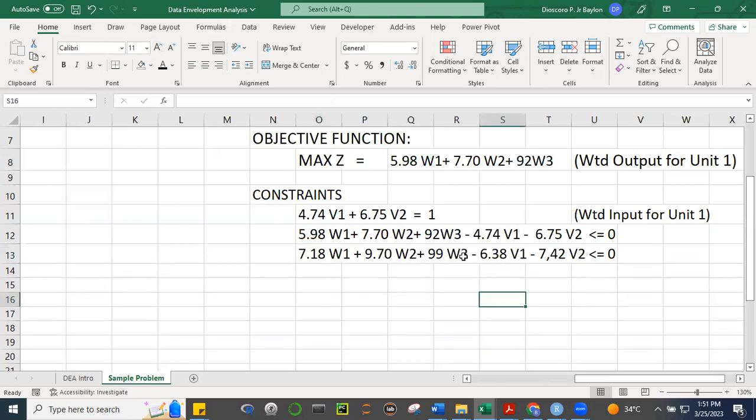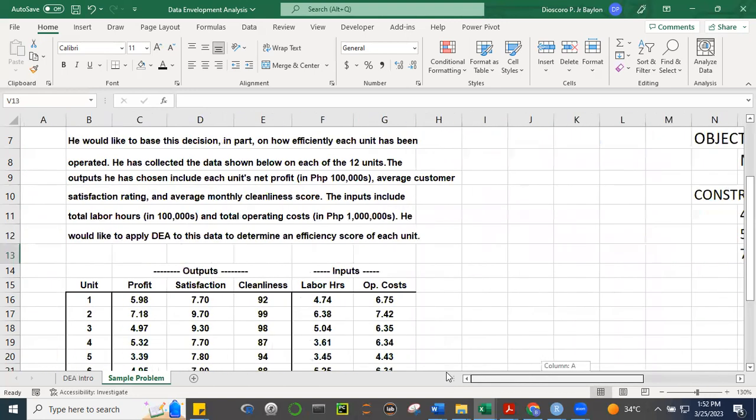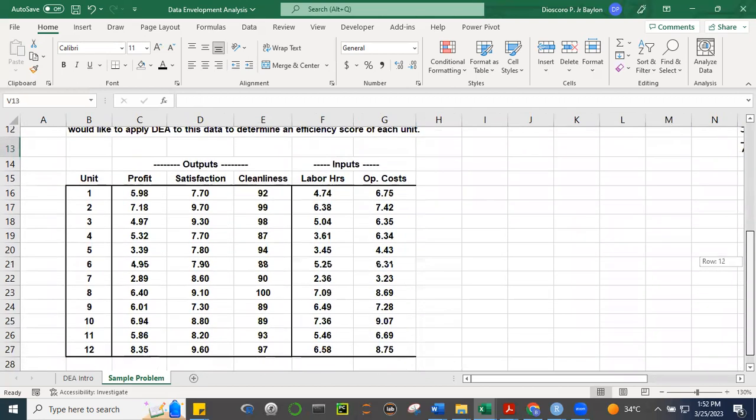All right. So this is now your bounded efficiency or relative efficiency for unit 2. And then you will have to do it for all the 12 units, because we have to impose that each of these units cannot have an efficiency of more than 100%.